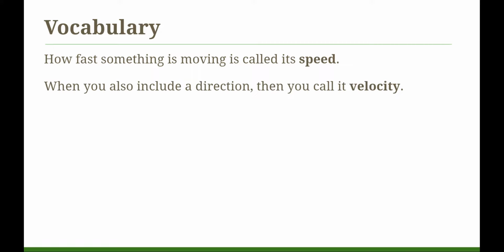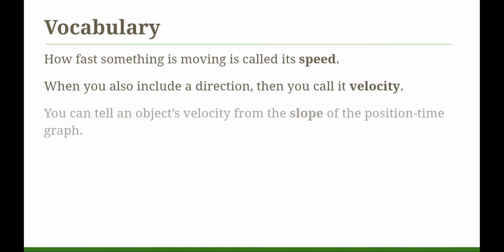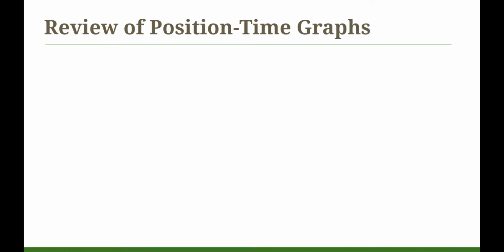So if you say something is moving 10 miles per hour to the left, then that's a velocity. We will be using meters per second. So if you say something is moving at 5 meters per second to the right, that's a velocity. If we just say it's moving 5 meters per second, it is a speed. We can tell an object's velocity from the slope of the position time graph. So we'll talk a little bit more about that.